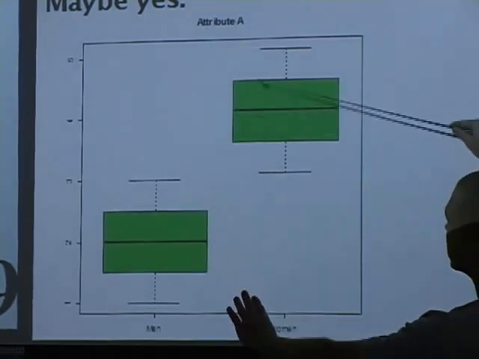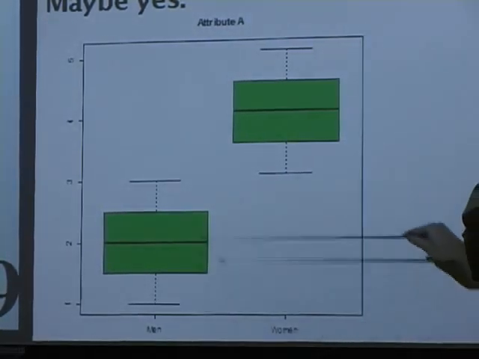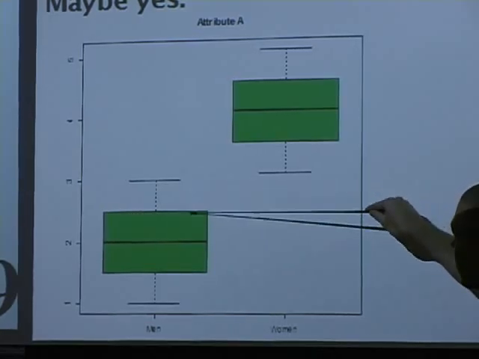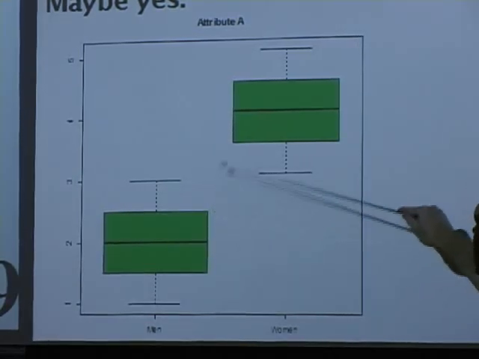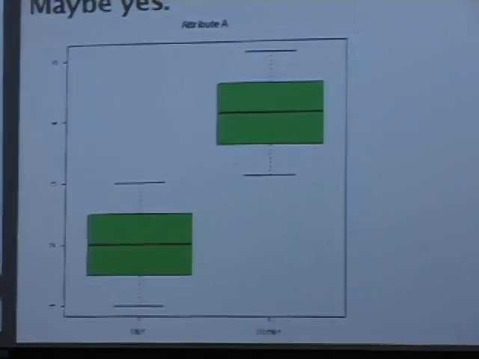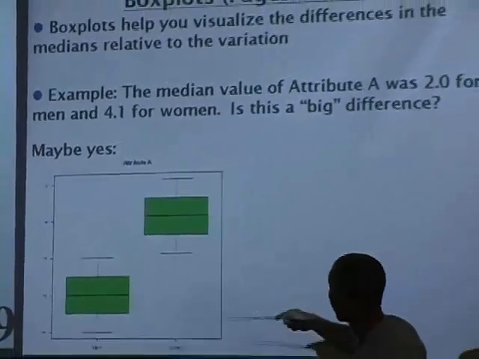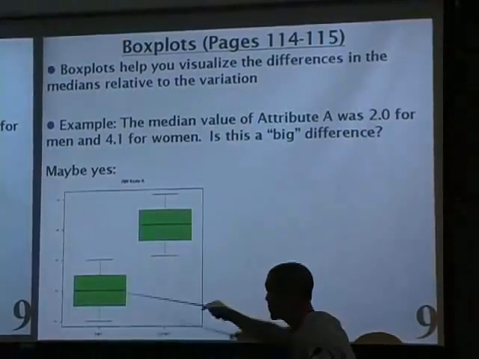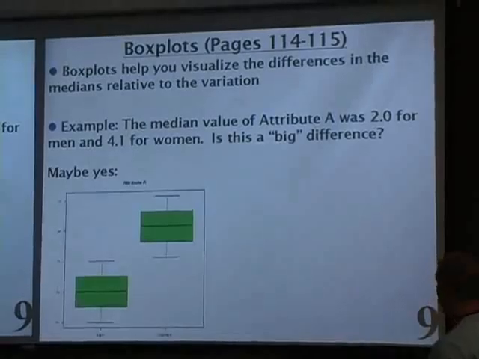And depending on how much these boxes overlap, you might say something like, oh, you know, the 75th percentile for men could be equivalent to the 25th percentile for women, right? So it tells you to what extent the distributions overlap. So in this case, they don't overlap at all. So a value of 4.1 is much bigger than a value of 2.0 relative to the variation.